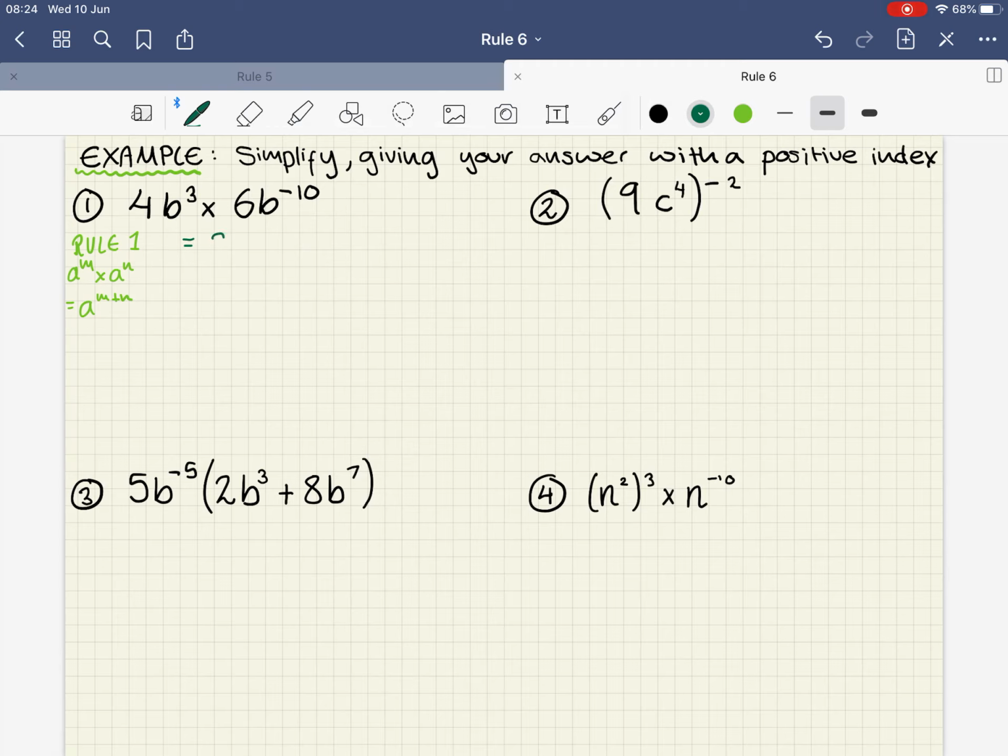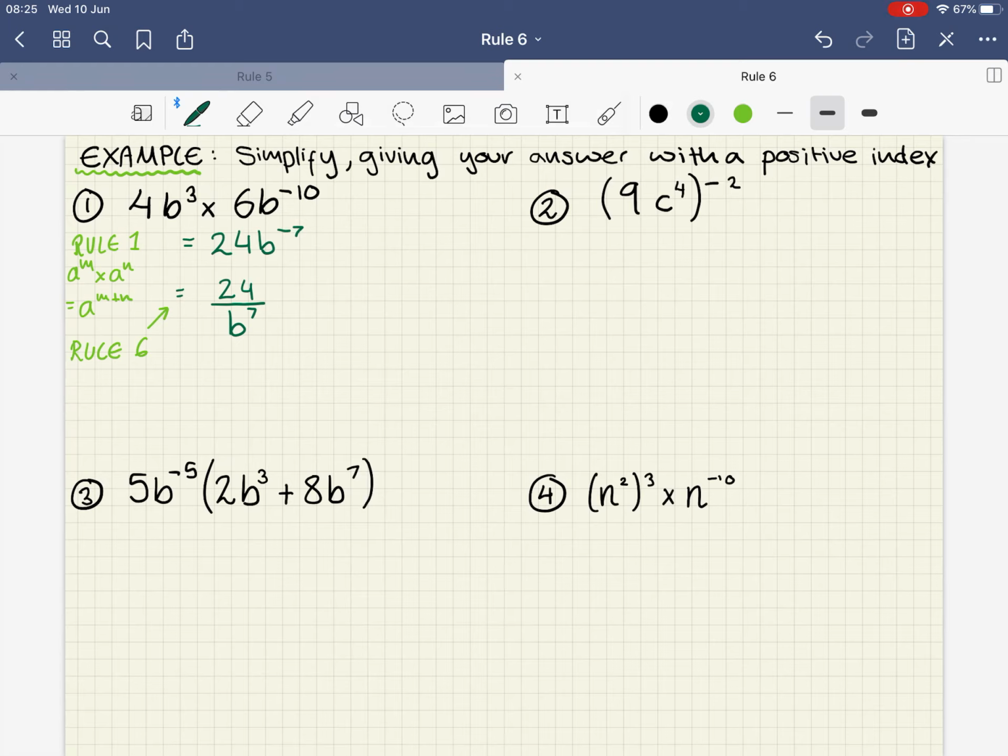So 4 times 6 is going to give me 24. Then 3 add negative 10 is going to give me negative 7. Then, right now my power is negative. So now I want to use my rule 6 in order to make that power positive. So right now, that negative 7 is only affecting my b. So I'm going to have 24 on the top, and on the bottom is going to be b to the power 7.